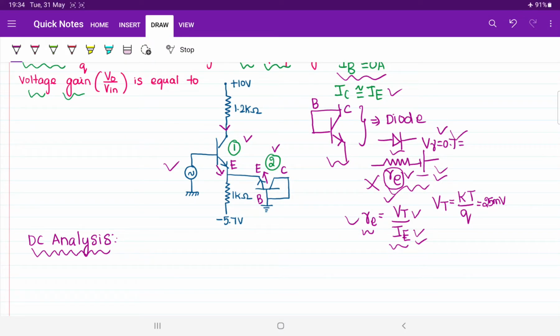In the last class, I requested you all to calculate the value of RE. How many of you did? If you found the answer, just drop it in the comment section.